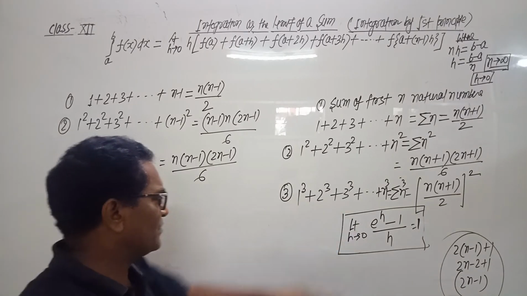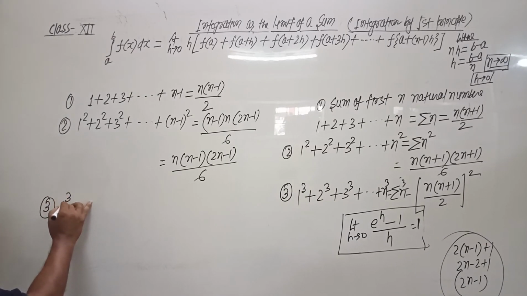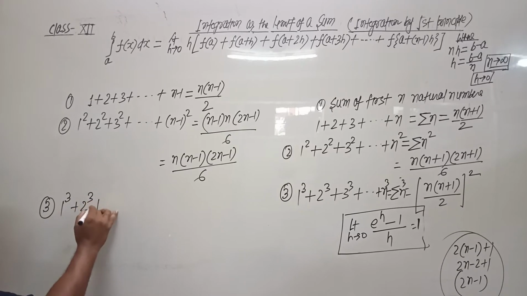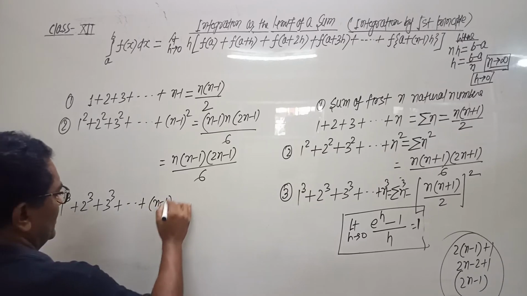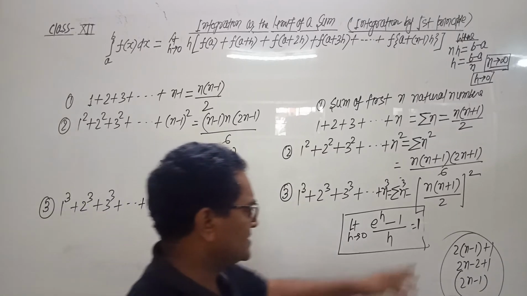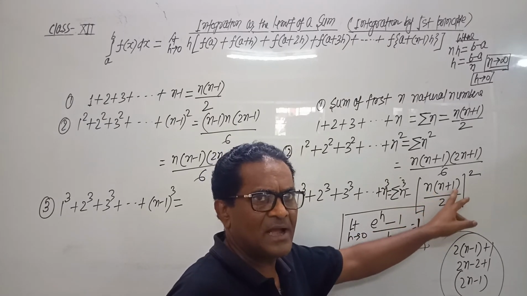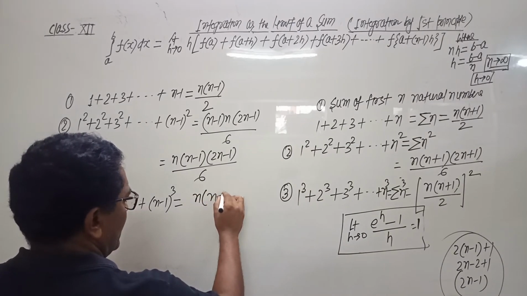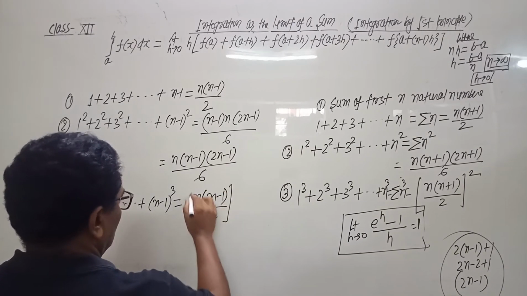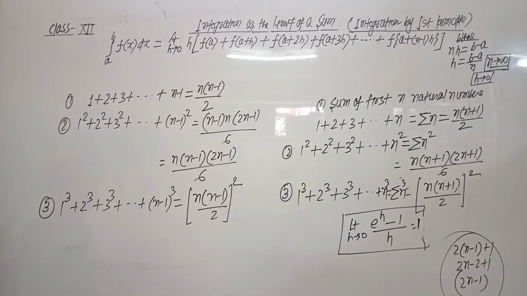And similarly, for finding the sum of cubes of n minus 1 terms, 1 cube plus 2 cube plus 3 cube plus ... (n minus 1) cube, again replace n by n minus 1. So here comes n minus 1, and here n minus 1 plus 1, so it remains n. So n into (n minus 1) by 2, the whole square. So these are the formulas which we use in the exercise.